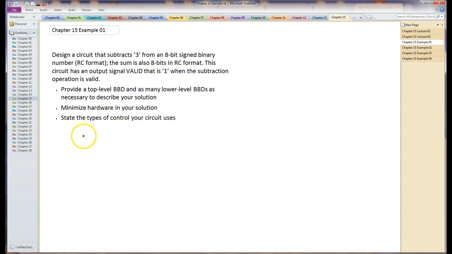First step is always to understand the problem, which I think we do. It's a circuit that subtracts 3 from the input, then outputs that result along with a valid bit. Then we are going to draw this black box diagram for this.